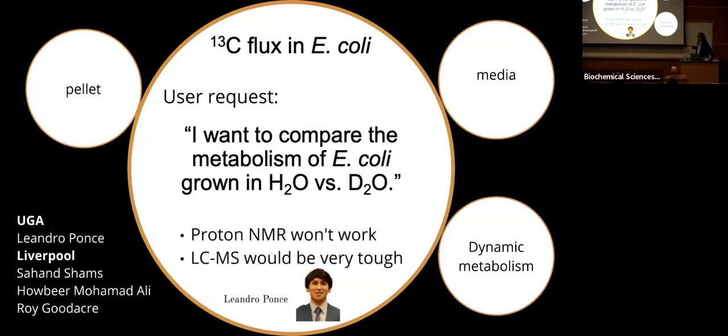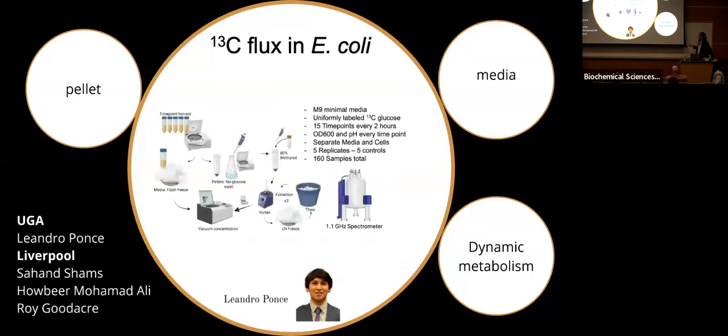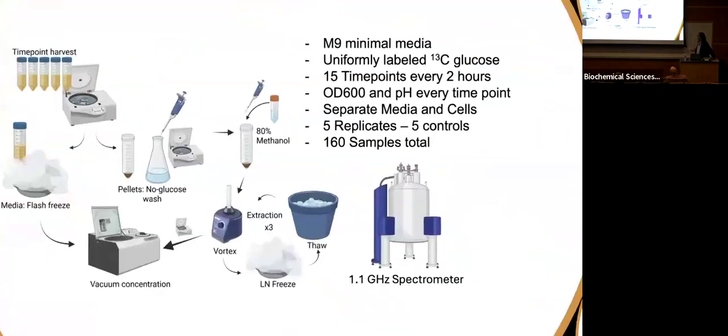And so the problem is that proton NMR doesn't work if we want to compare D2O to H2O. LCMS doesn't work because everything's going to change mass. So how do you do it? Well, obviously, C13. So Leandro grew up a ton of samples, basically M9 minimal media, with uniformly labeled C13 glucose as the sole carbon source. 15 time points collected every 2 hours, measured the OD and the pH, separated the media from the cells and measured it. So that's what we got.